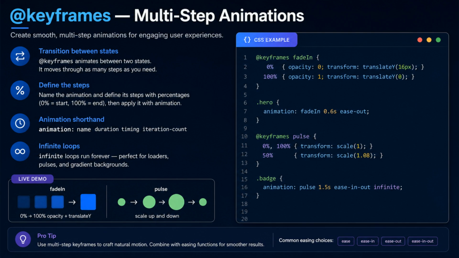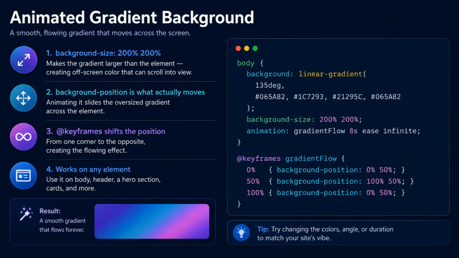The animation shorthand takes name, duration, timing function, and iteration count. Infinite loops the animation forever, appropriate for loaders, attention-catching pulses, and the gradient background coming up next. Note that the fade-in example uses ease-out, which starts fast and decelerates, the right feel for something appearing on screen.